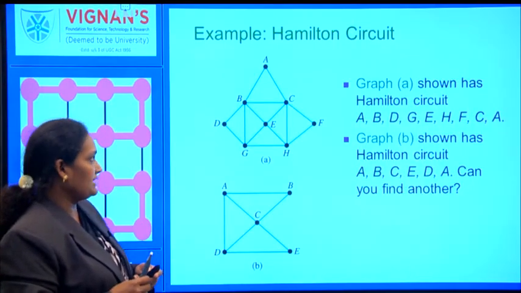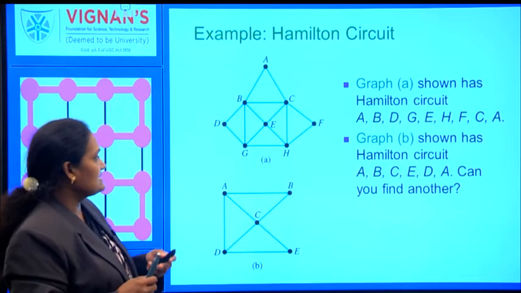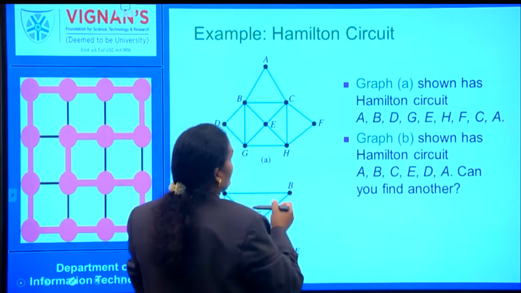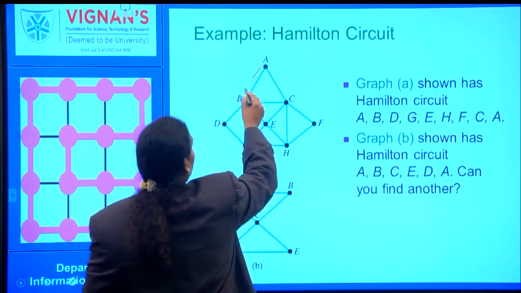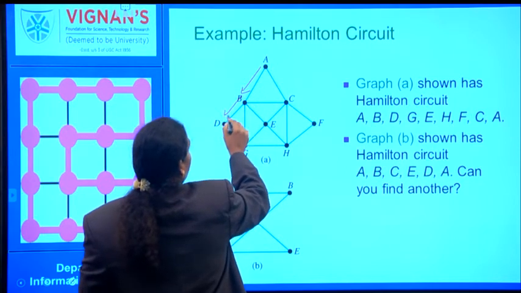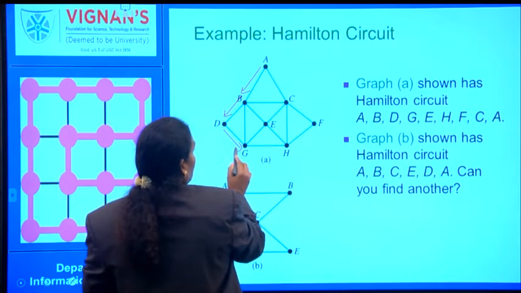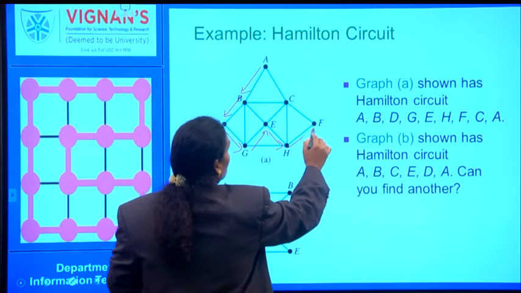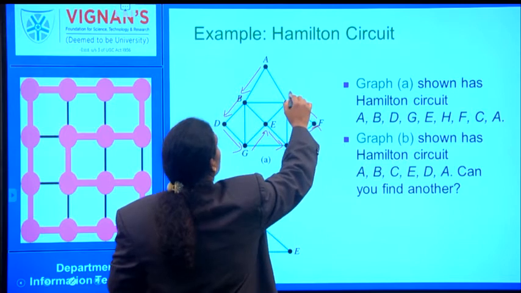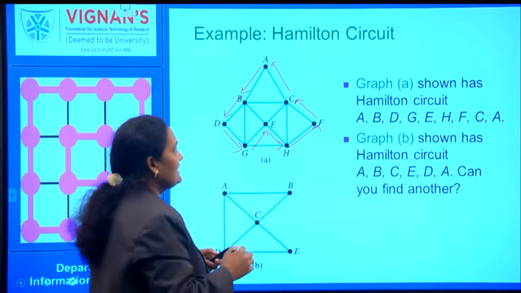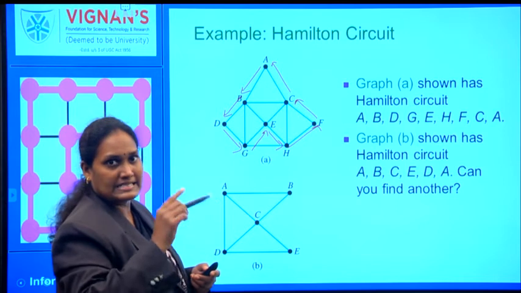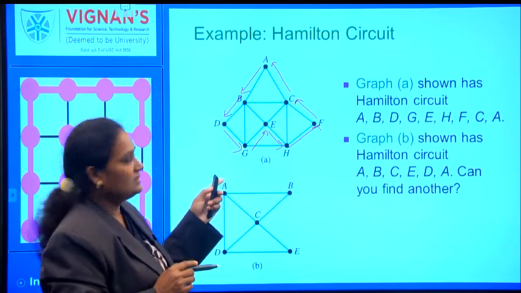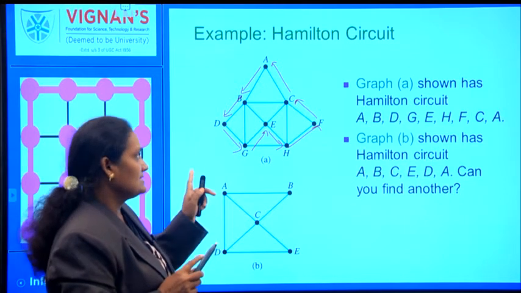Now, coming to one more example for a Hamiltonian circuit. Let us see graph A, which shows a Hamiltonian circuit: A to B, B to D, D to G, G to E, E to H, H to F, F to C, C to A. Every vertex is visited exactly once and the starting and ending vertices are the same. So that's why it is a Hamiltonian cycle.